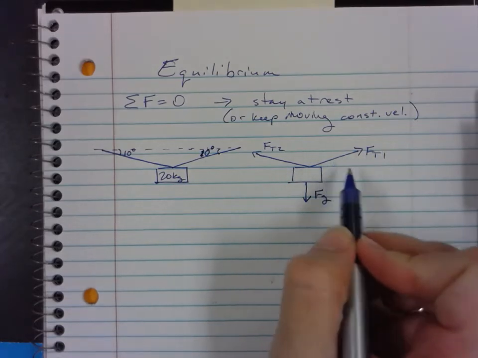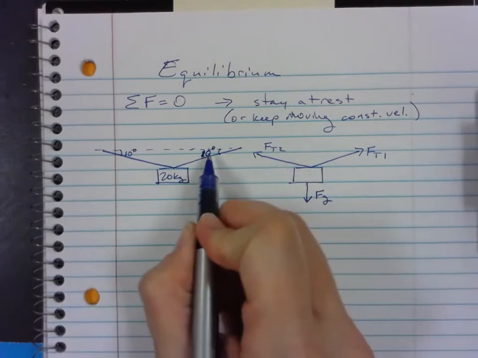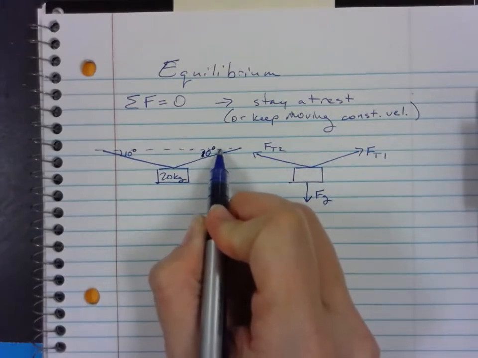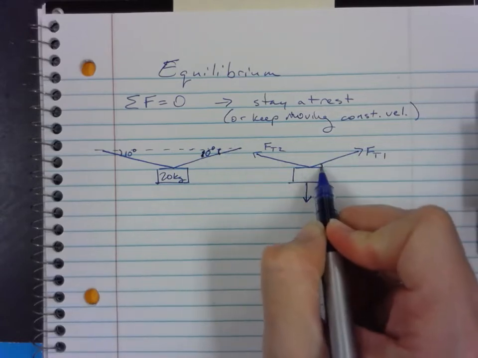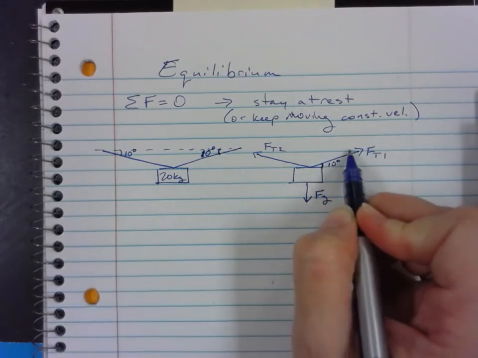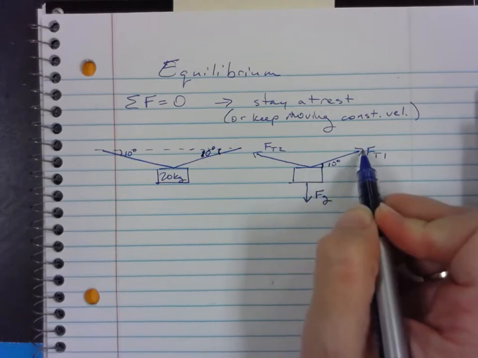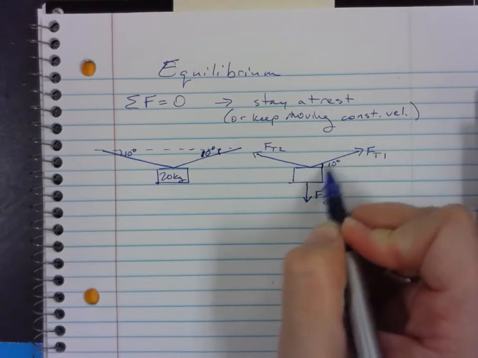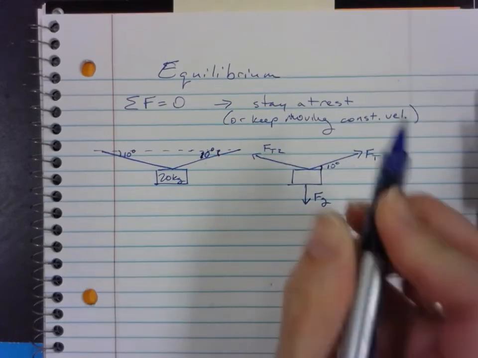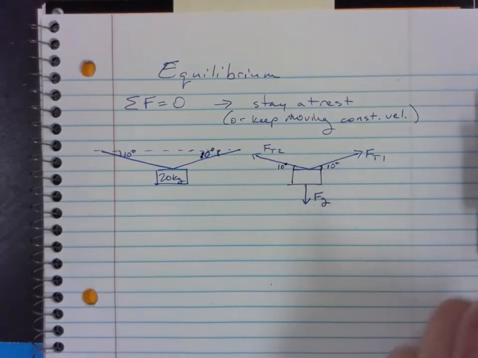But I have angles. Now I usually draw my angles, since this is to the horizontal, instead of doing it at the top of the rope over here, I put it at the bottom, still at the horizontal. So I've just moved it. Remember, alternate interior angles are equal, parallel lines cut by a transversal. So these are both 10 degrees.